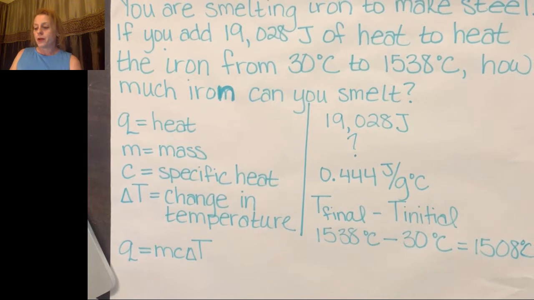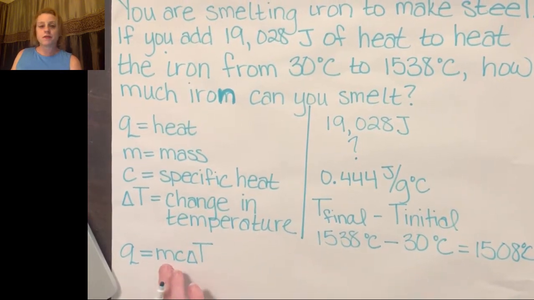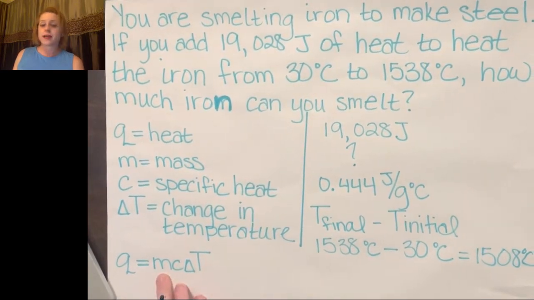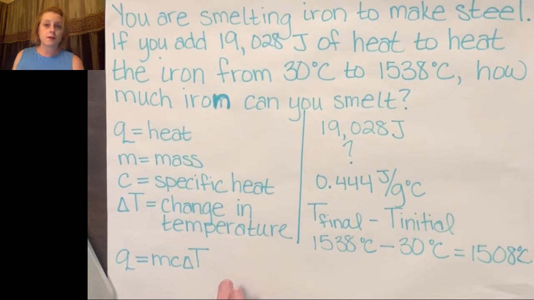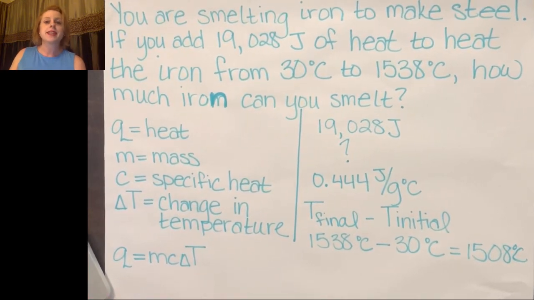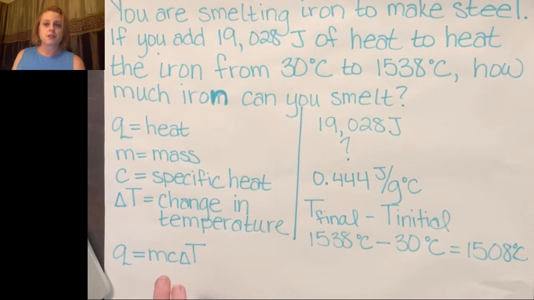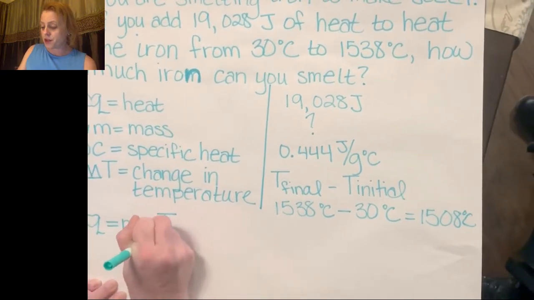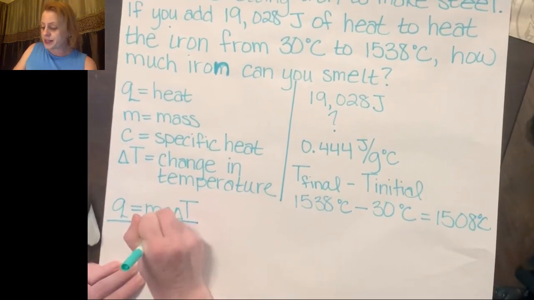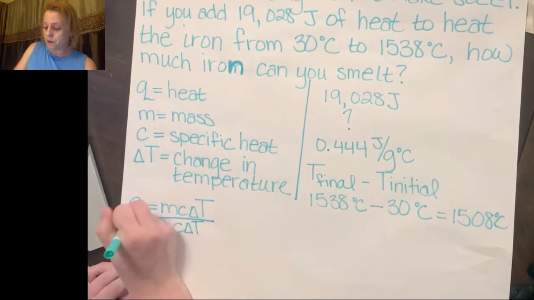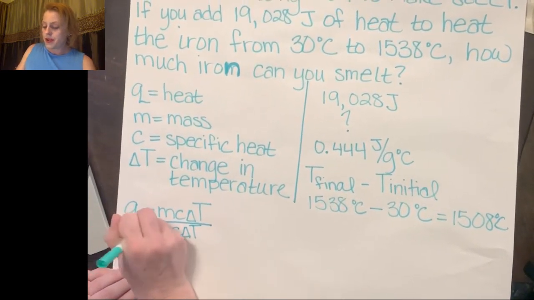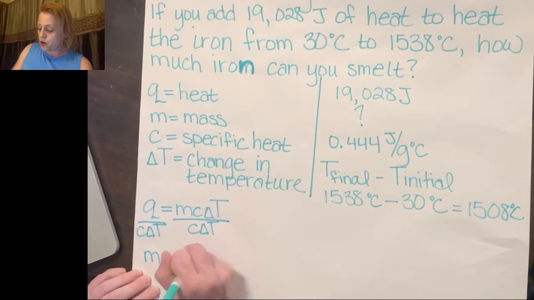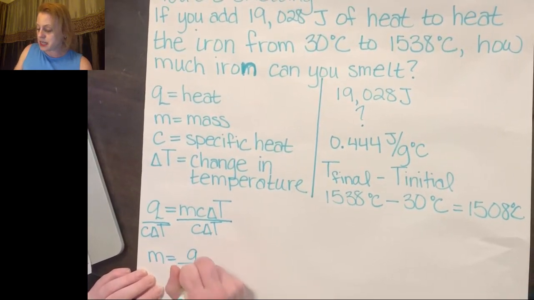So now, if you notice, M is what I'm solving for, and it's not on the left-hand side of the equation by itself. I can do this one of two ways. I can either just plug in all the numbers and check the math, or I can get M by itself first, then plug in all the numbers and check the math. So I'm going to do this both ways. First, I'm going to get M by itself. So in order to get M by itself, I need to divide both sides by C delta T. And when I do that, I get M equals Q over C delta T.